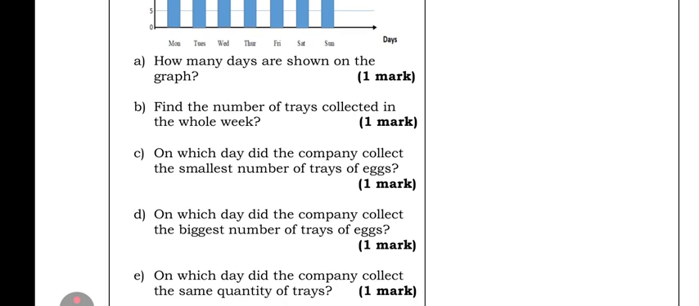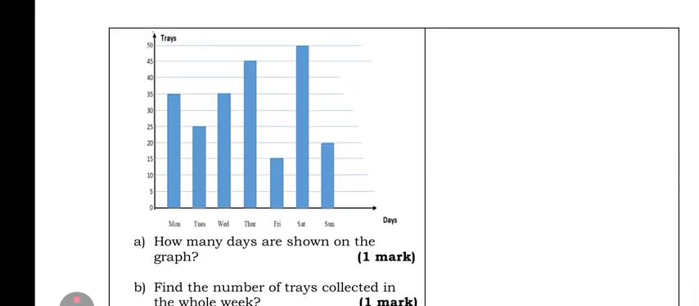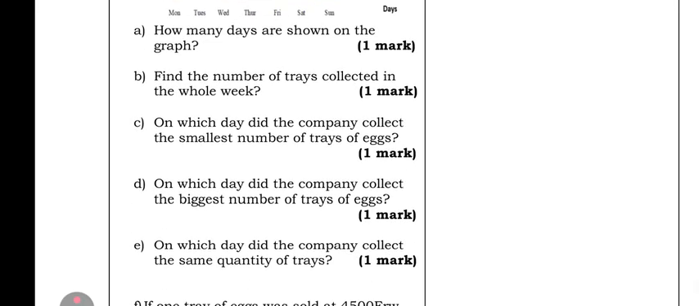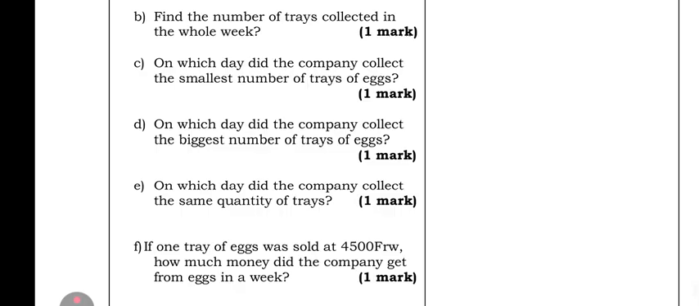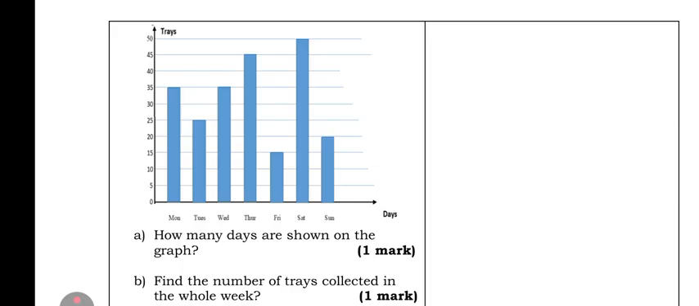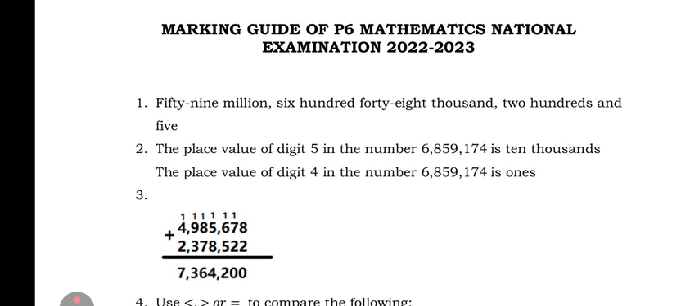On which day did the company collect the biggest number of trays of eggs? The biggest bar is on Saturday, which is 50 trays. On which days did the company collect the same quantity of trays? We have to see the bars that are on the same level, and we have it on Monday and Wednesday. It is 35. Very easy questions without calculating anything. Just do it like that.